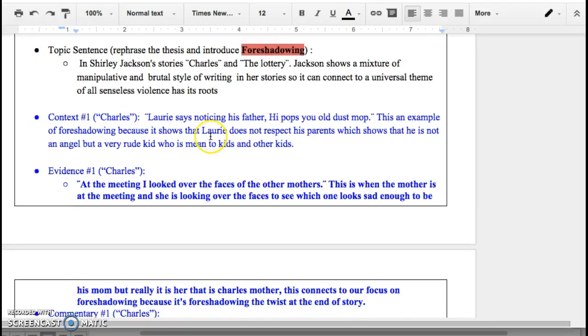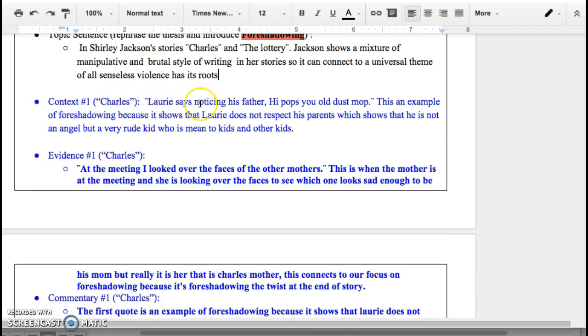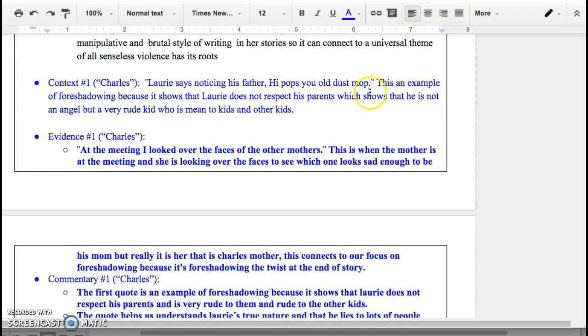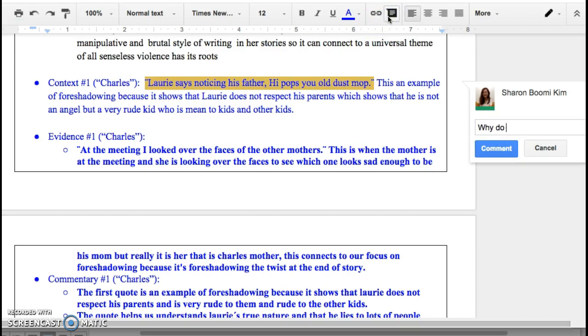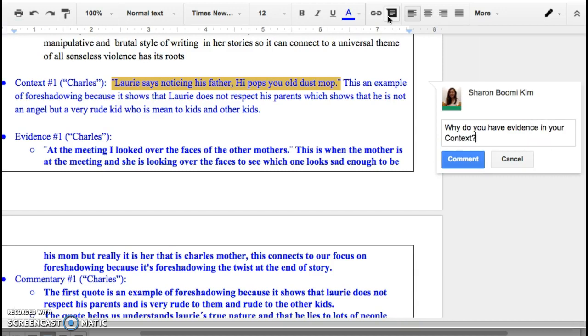Okay, here we go. Their context. Laurie says, noticing his father, "Hi, Pops, you old desk mop." This is an example of foreshadowing because it shows that Laurie does not respect his parents, which shows that he is not an angel, but a very rude kid who is mean to kids and other kids. Okay, so we've got evidence in here already, even though this is the context. I'm a little confused, so I'm going to let this person know. Why do you have evidence in your context?